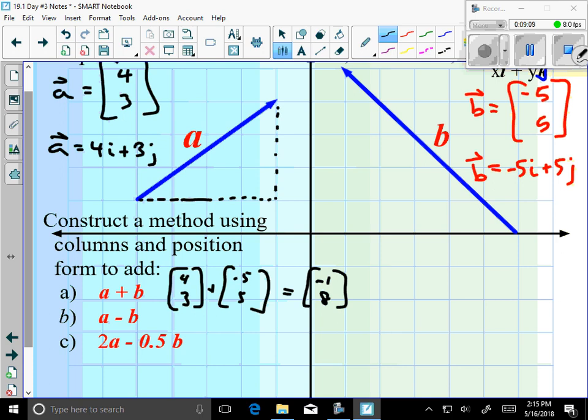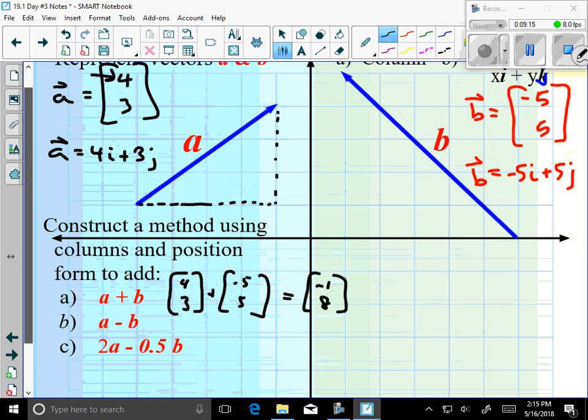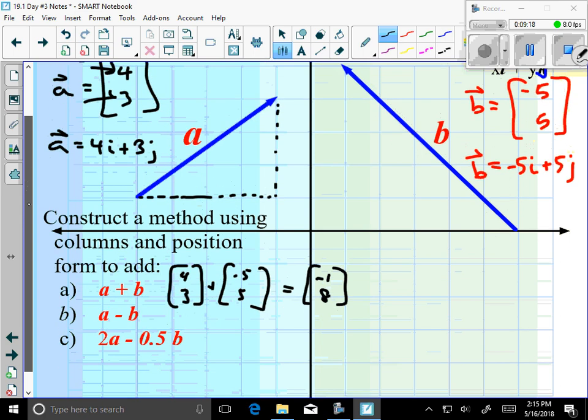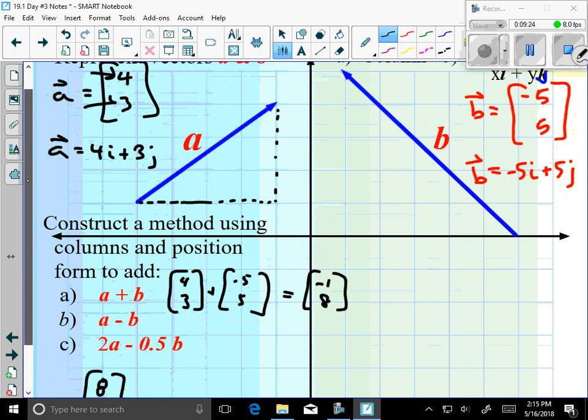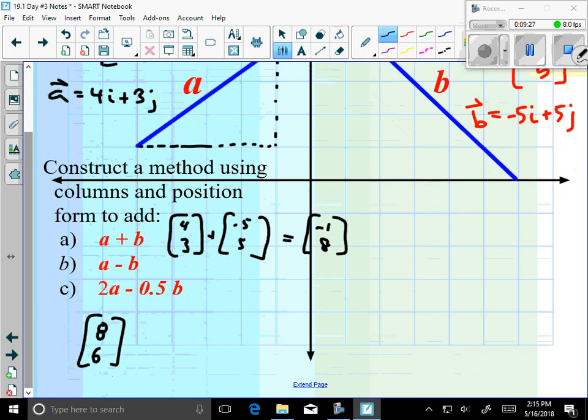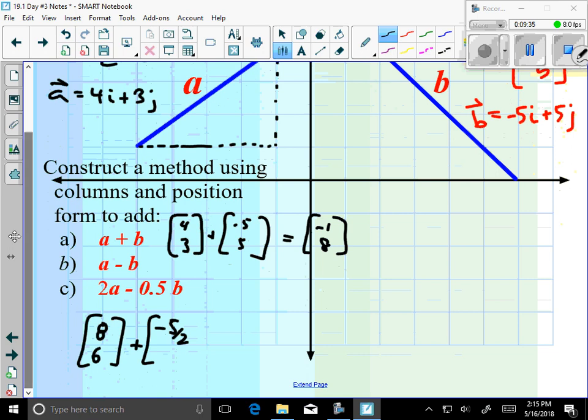Okay, I'm going to skip part B for a moment. I'm going to go to part C. What would 2A equal? Well, I'd scale A by a factor of 2. So what would 4 become? 8. What would 3 become? 6. Good. So I get 8, 6. And if I take said vector over here times 1/2, I get -5 halves. No, sorry. +5 halves. -5 halves.